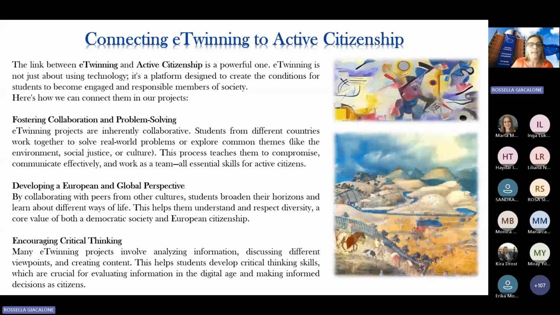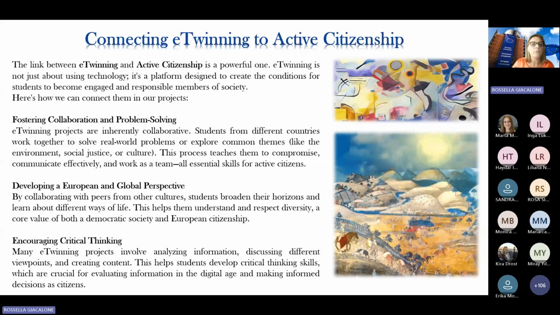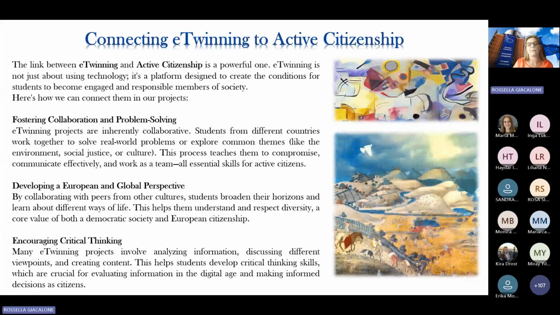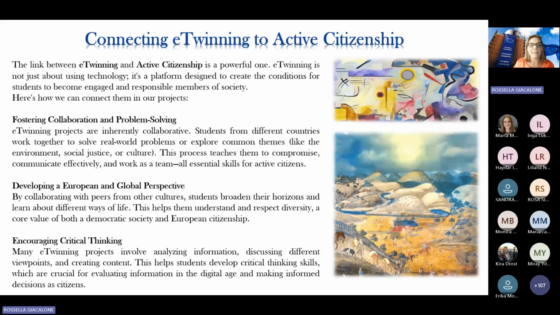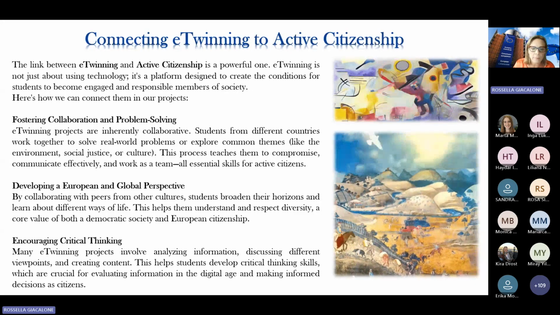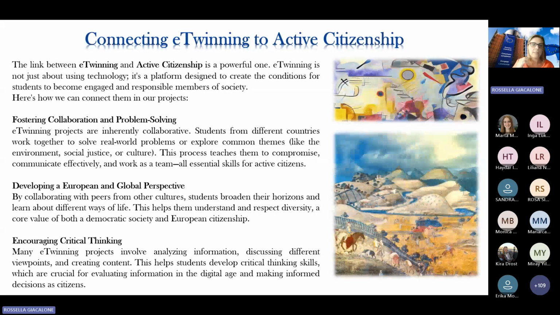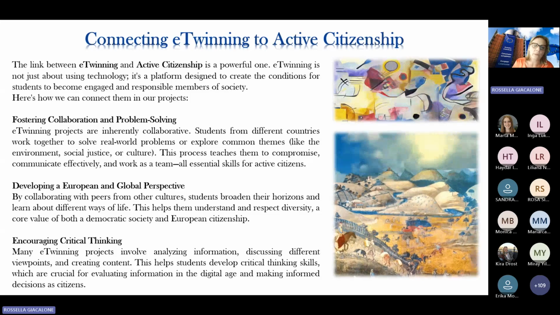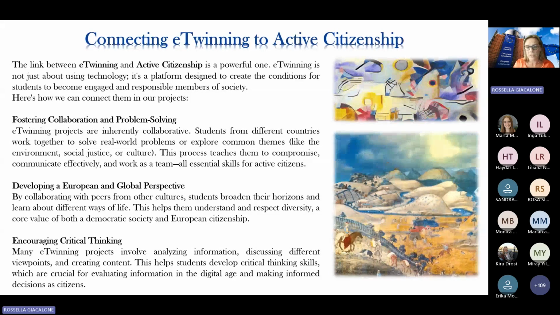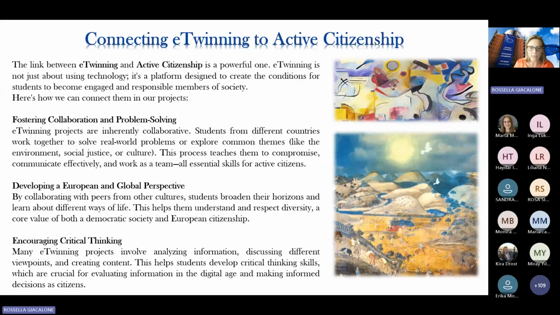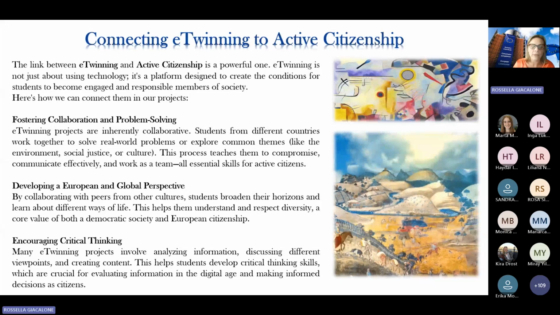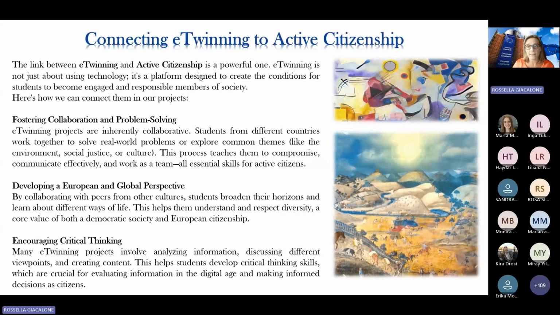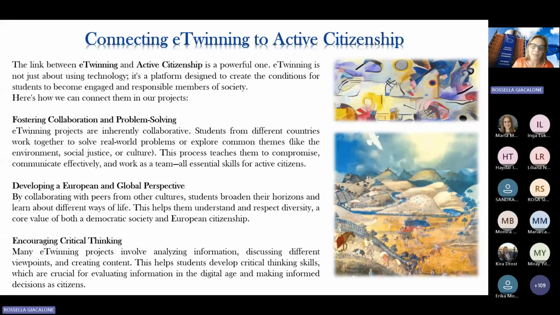So we can connect some elements in our project. First of all, fostering collaboration and problem solving, because in each eTwinning project, our students from different countries can work together to solve real world problems. They can explore and share experiences, and explore common themes, for example environment, social justice, foreign languages or culture. It is a process that teaches our students to compromise and to communicate effectively. So we have to consider that this collaboration is very important, and they can work together like a team, and work as a team, all essential skills for active citizens, because we are stressing this concept of active citizen.